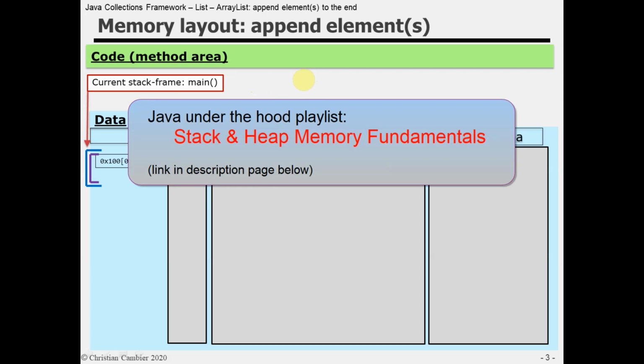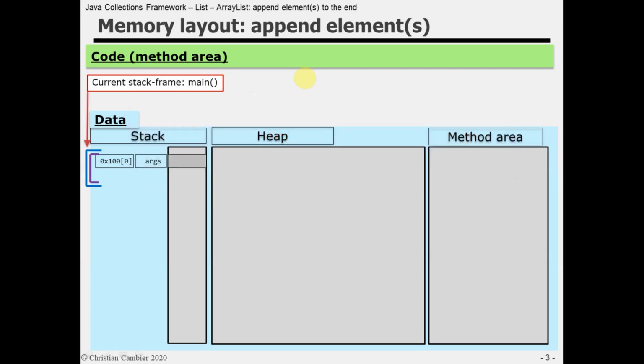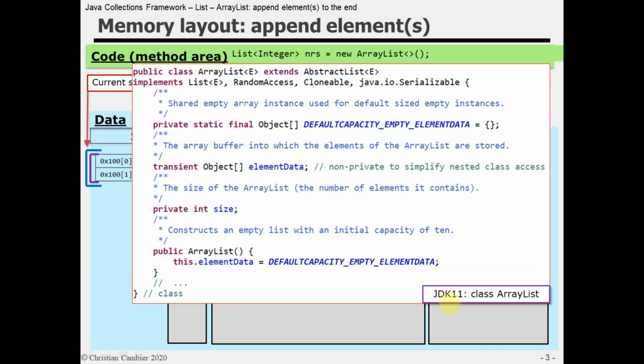Okay. Let's begin with the creation of the ArrayList object. So the local variable nrs is allocated in the stack frame. Now, in order to understand the instantiation, let's first have a look at the definition of ArrayList as defined in the JDK. And so I'm using Java 11.